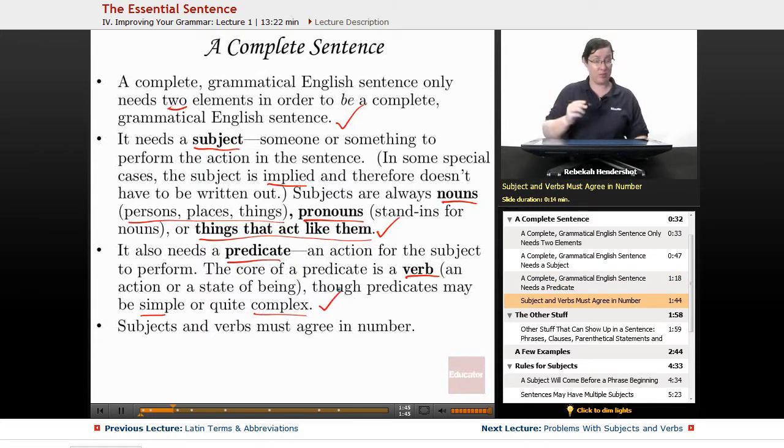And, here's a really important thing, subjects and verbs in English, in the same sentence, must agree in number. If you have a singular subject, you need a singular verb. Plural subject, plural verb.